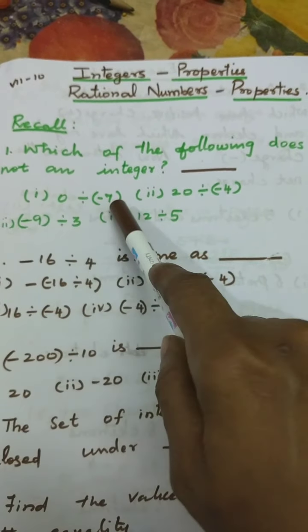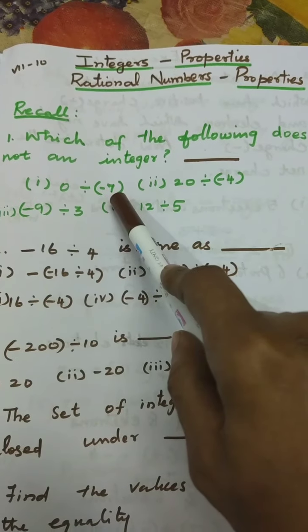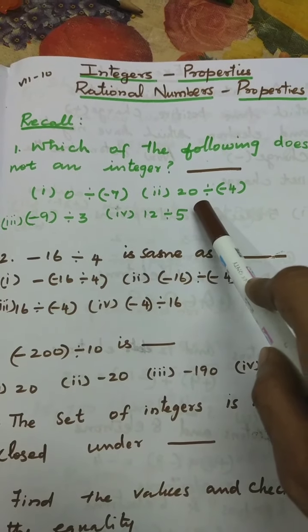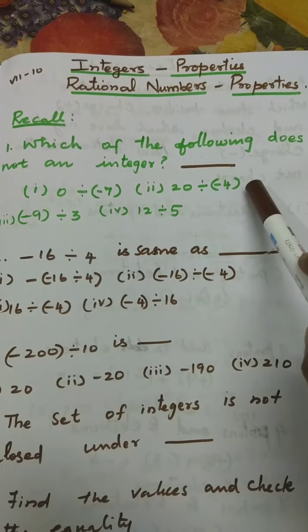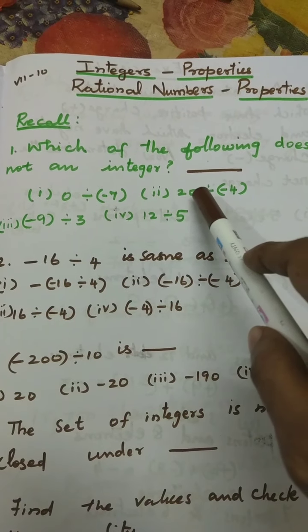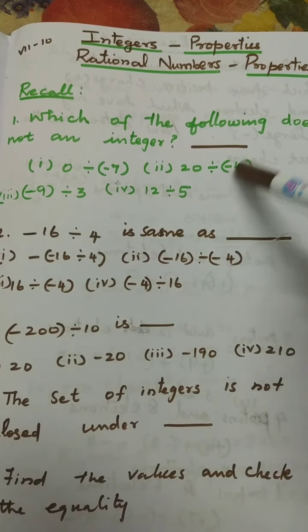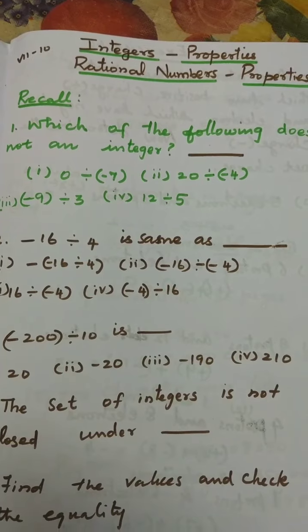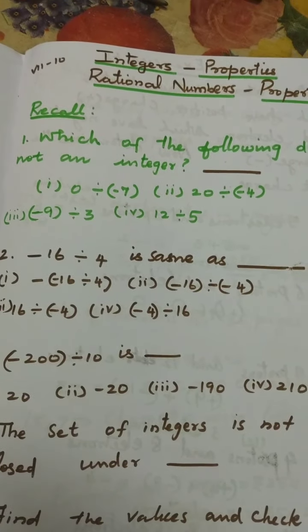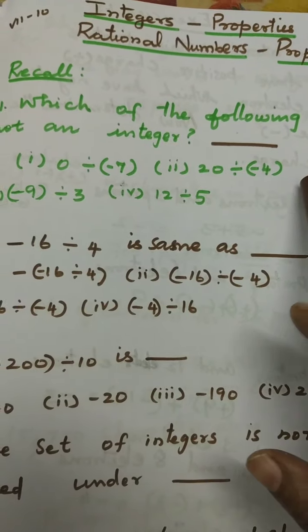0 divided by minus 7. 0 by any number is 0. So it is an integer. Then 20 divided by minus 4. Yes, it is minus 5. We have to bring the denominator minus to the numerator. So minus 20 divided by 4 is minus 5. Yes, next it is also an integer.